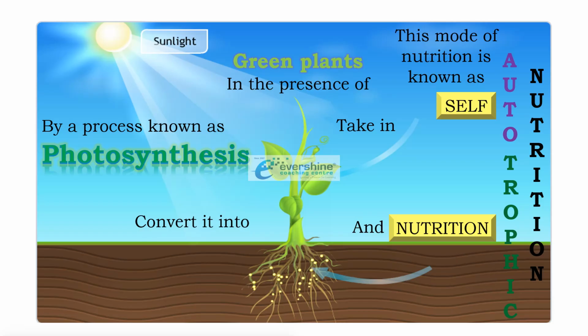And do not forget that only green plants can prepare their own food, not any other color plant. Understood? Green plants prepare their own food. So this type of nutrition we call autotrophic nutrition. That's nothing but self nutrition.